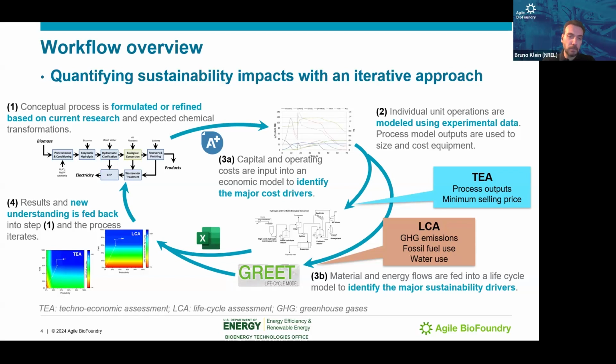And whenever the model is established and ready to go, we run it, and we are able to get all the metrics, all the numbers that are needed to populate the TA and LCA efforts to get many metrics of interest. So for example, the minimum selling price of the product of interest, the GHG emissions, fossil fuel use, water use, and so on. And then we usually feed this information back to experimental researchers here in 4, so they can understand where they are in terms of actually developing a specific bioconversion route. And then with new data, our model gets updated and we restart the cycle once again. Next slide, please.